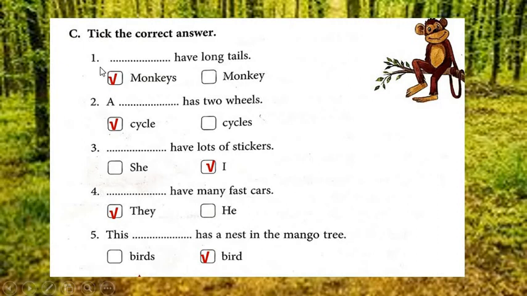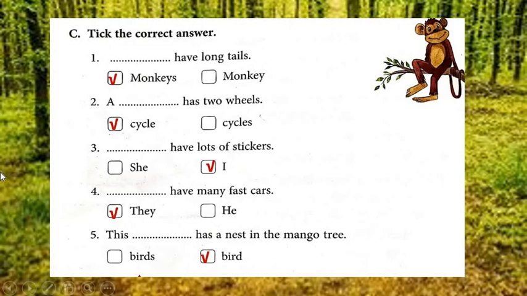Okay, children, see, we will read this. Monkeys have long tails. Number two, a cycle has two wheels. Number three, I have lots of stickers. Number four, they have many fast cars. Number five, this bird has a nest in the mango tree.